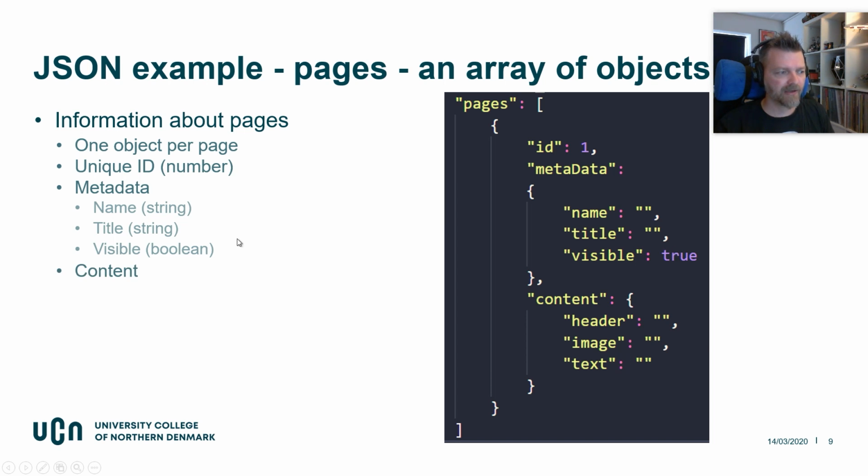Then we have content, another key value pair where the value is an object. In this case we have header, image and text, which are strings. And they will basically just be what's going to be in the headline, what's going to be in the image URL, the source attribute on the image, and then what kind of text should be on the page.